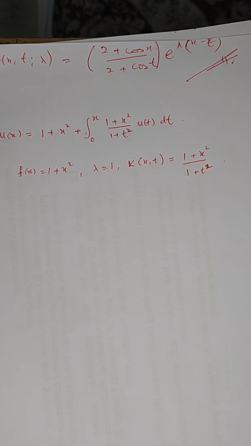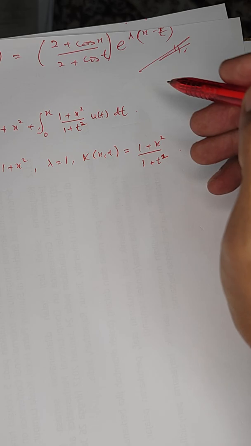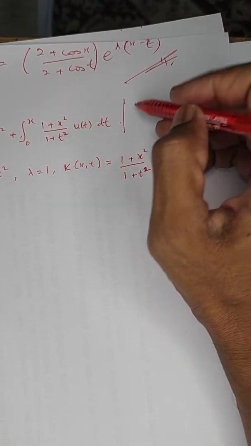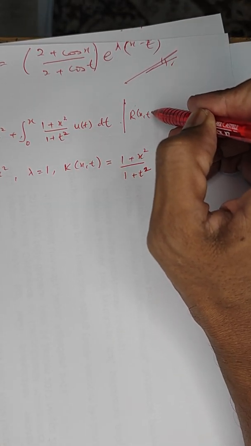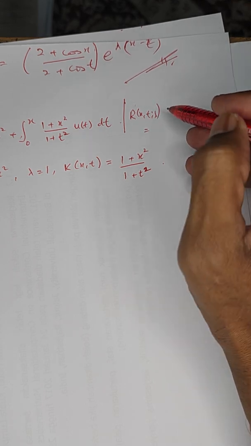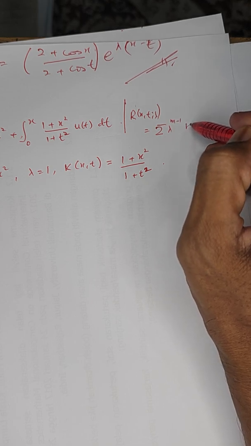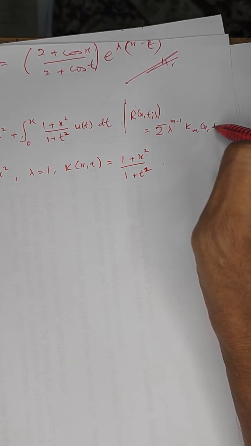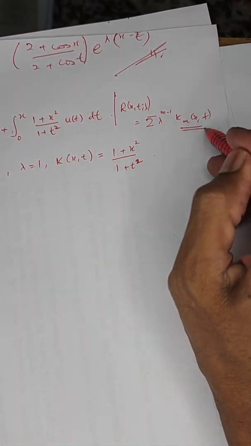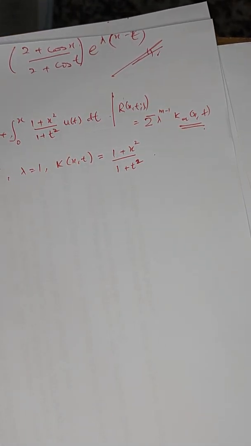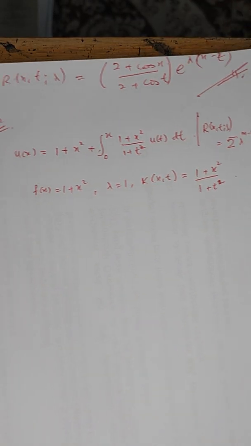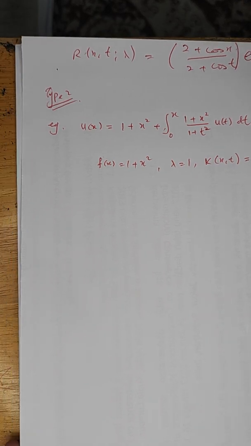So what we need to do is find the general term for the kernel, because remember that the resolvent kernel is written as R(x, t, lambda), this is the summation of lambda^(m minus 1) K_m(x, t). Okay, so we need to find this K_m. To find that, we use iterated kernels. Let me write those iterated kernels.